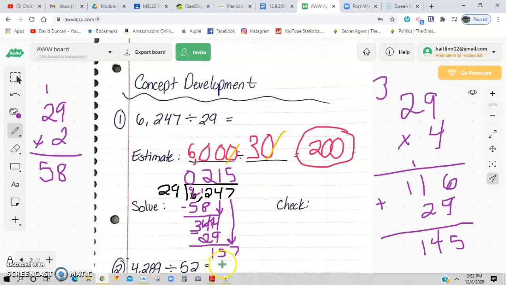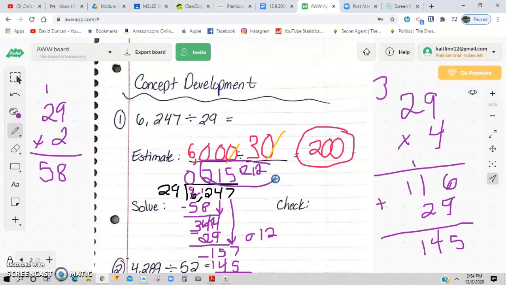Okay. And I know 29 times 5 is 145. So I'm going to subtract 145. Kind of all over the place here. And I know 7 minus 5 is 2. 5 minus 4 is 1. 1 minus 1 is nothing. My remainder is 12, which is less than my divisor. So 215, remainder 12.